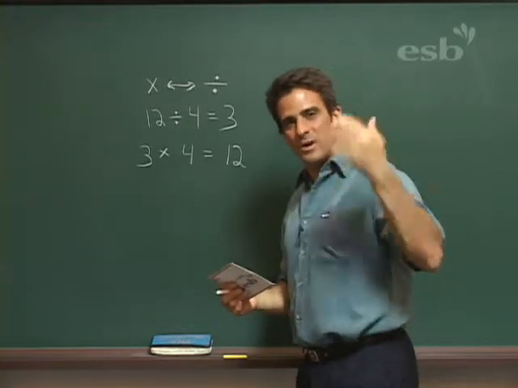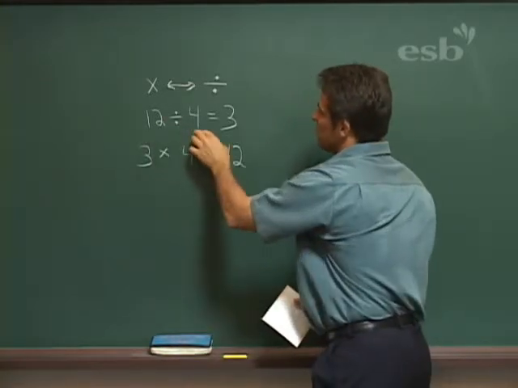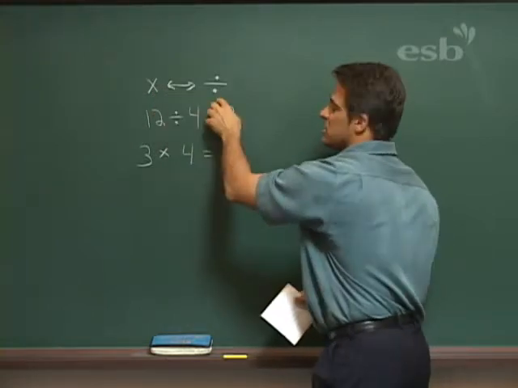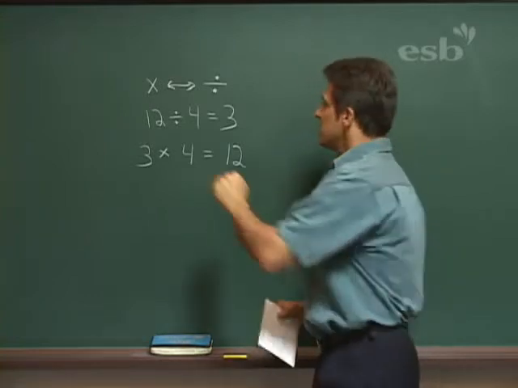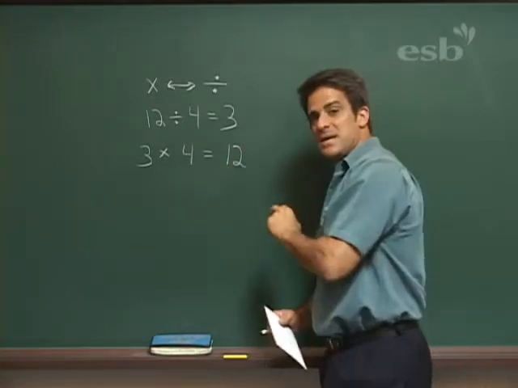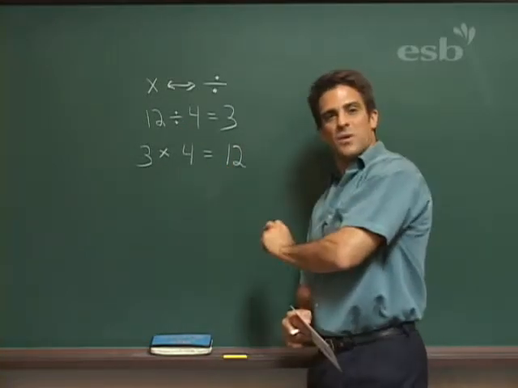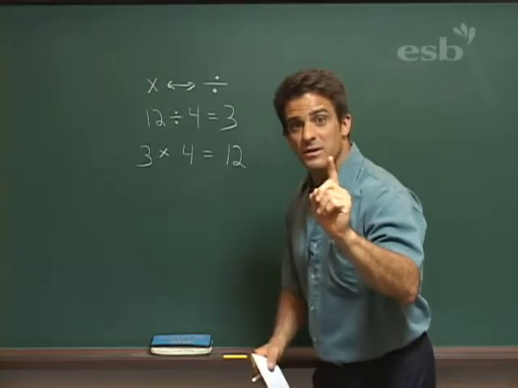We have showed how multiplication and division are opposites. 12 divided by 4 equals 3. 3 times 4 equals 12. You want to do one more? Okay.